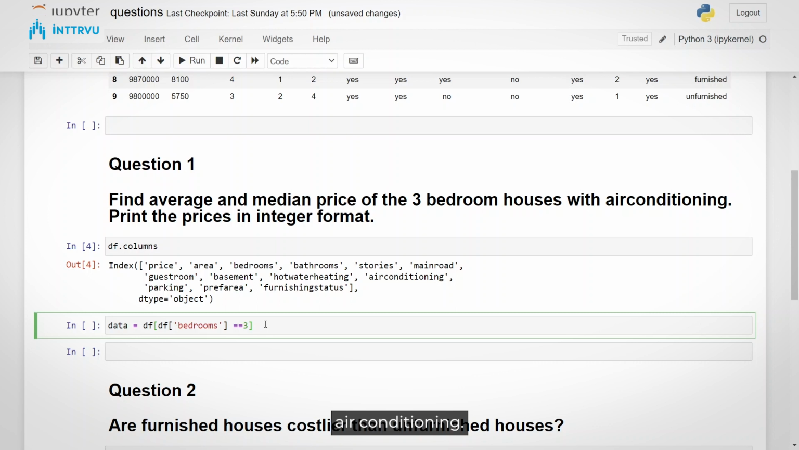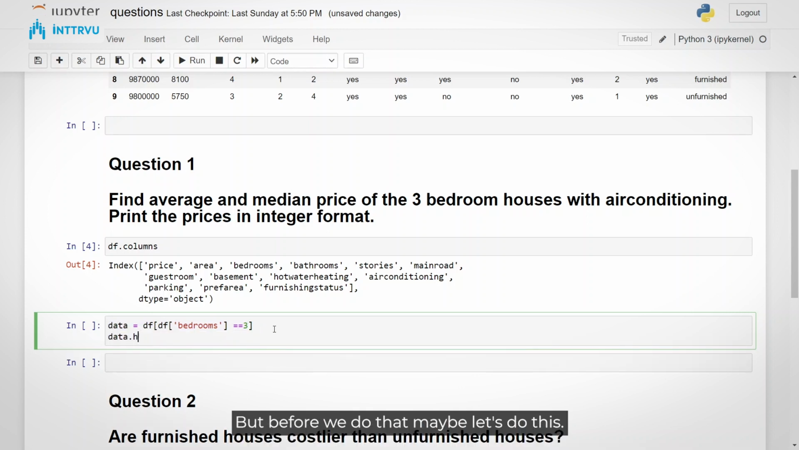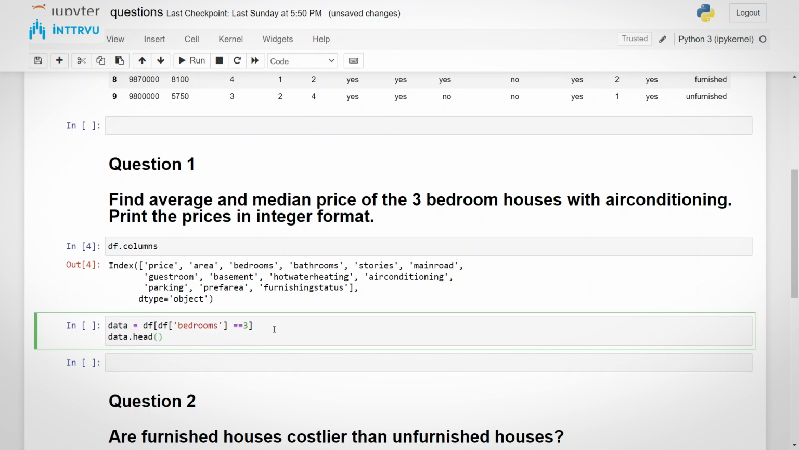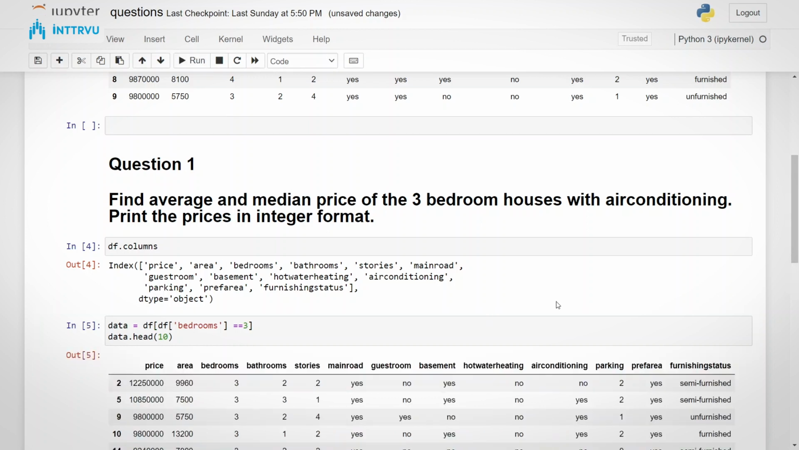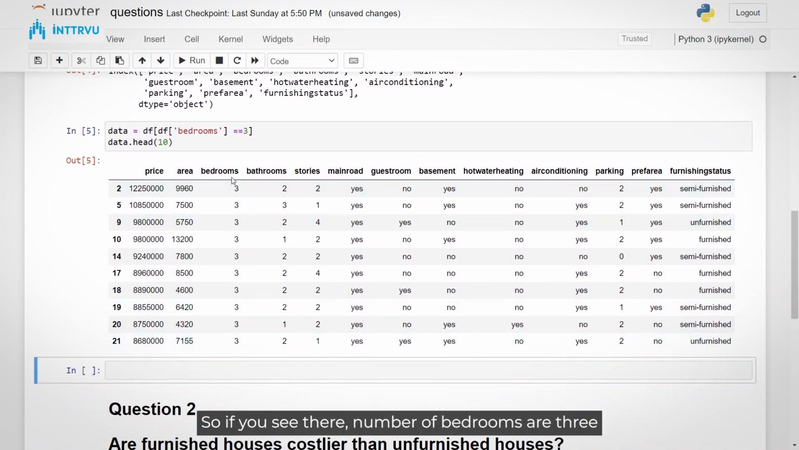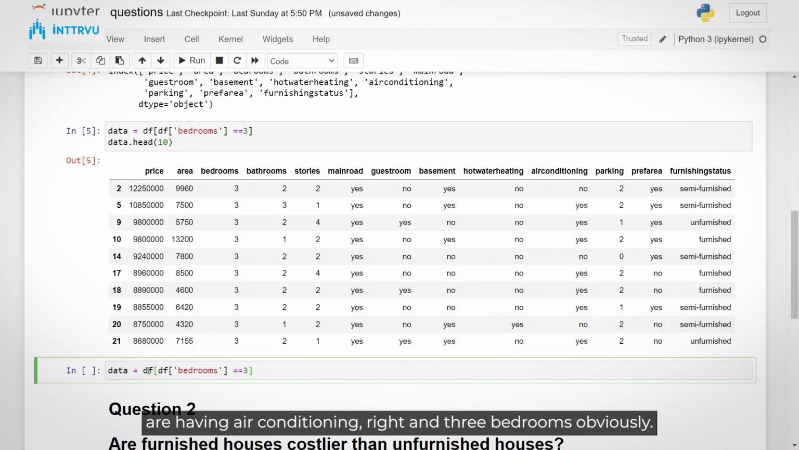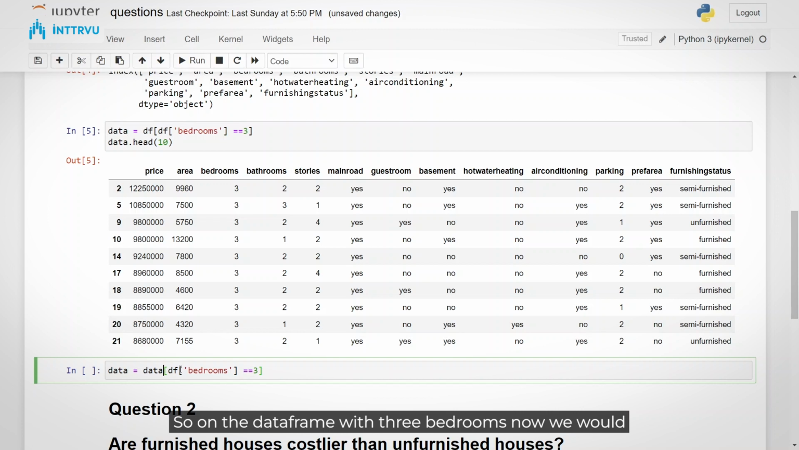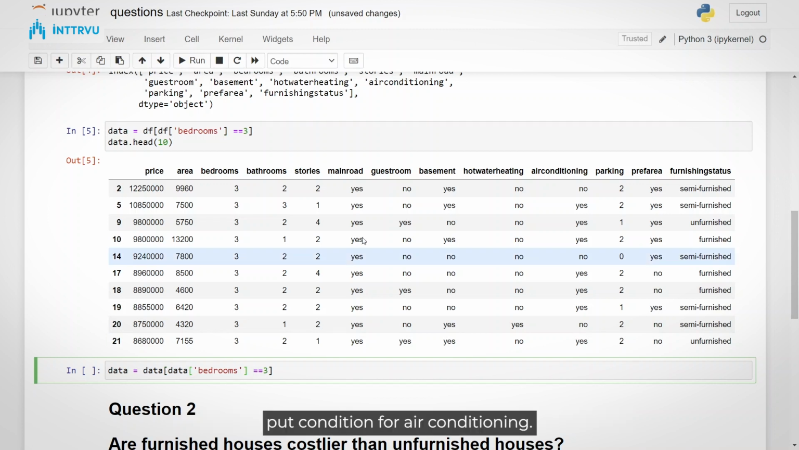And the second condition that we want to apply is air conditioning. But before we do that, let's check this. If you see there, the number of bedrooms is 3 now, so we are getting only those houses which have 3 bedrooms. And now the next step would be getting houses which have air conditioning, and 3 bedrooms obviously. So on the data frame with 3 bedrooms, now we put the condition for air conditioning.